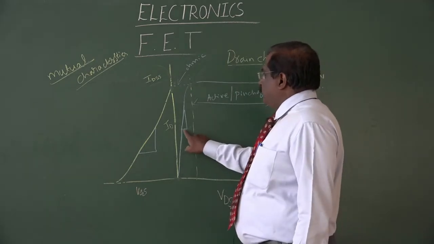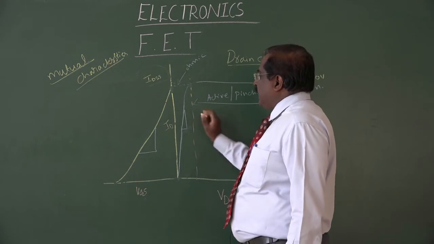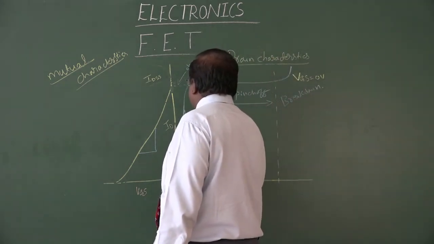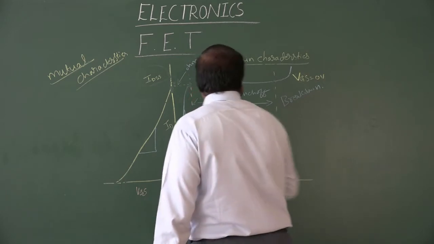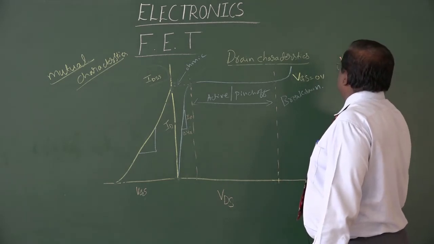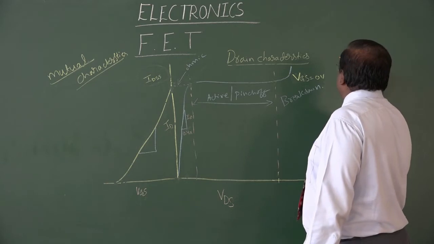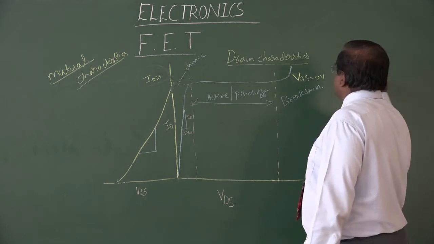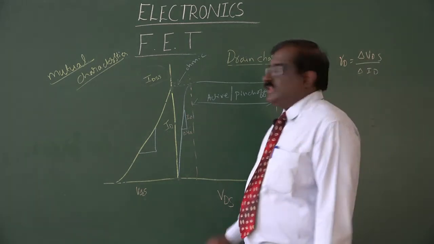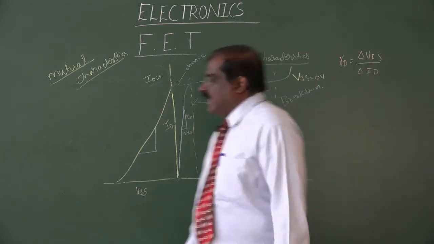Here the small portion is what we declare as delta VDS and delta ID. Drain resistance RD is equal to delta VDS by delta ID. Voltage by current is nothing but resistance, that is, RD is equal to delta VDS by delta ID.